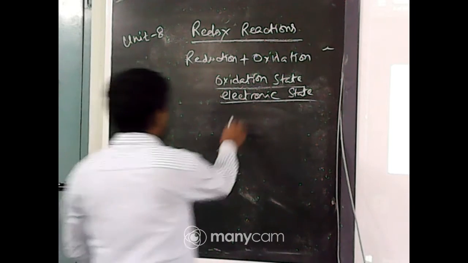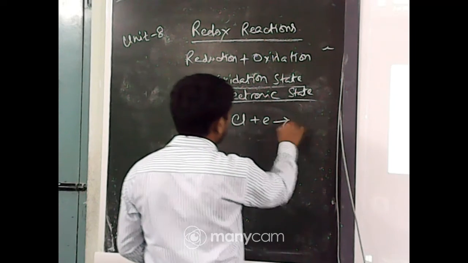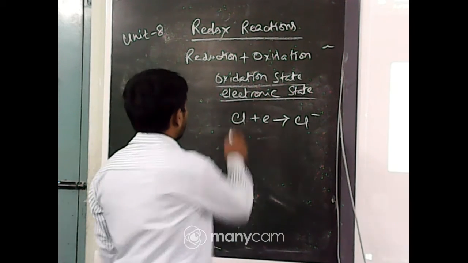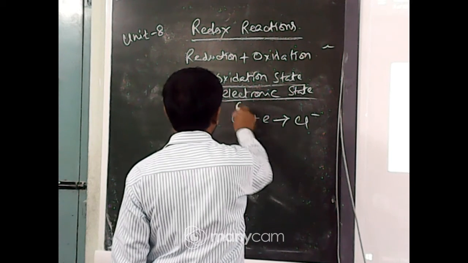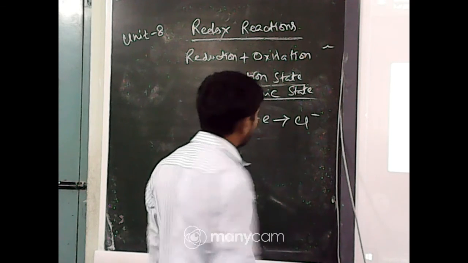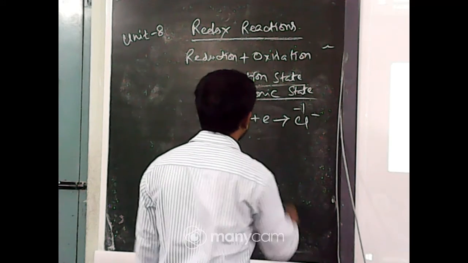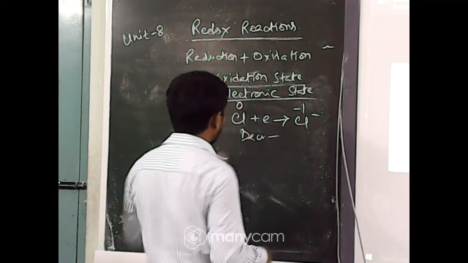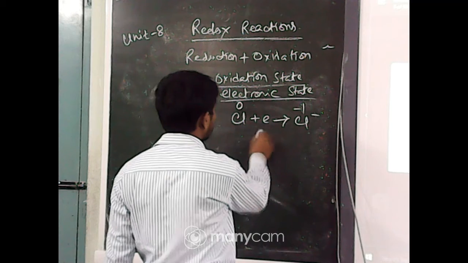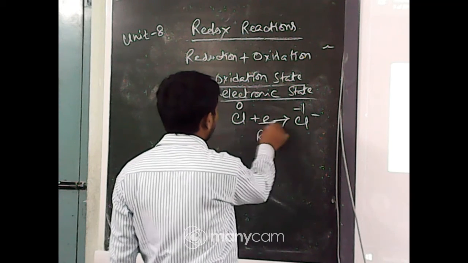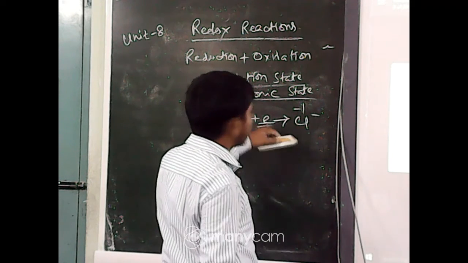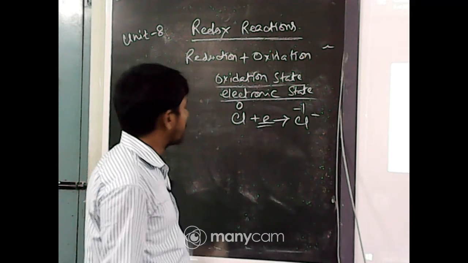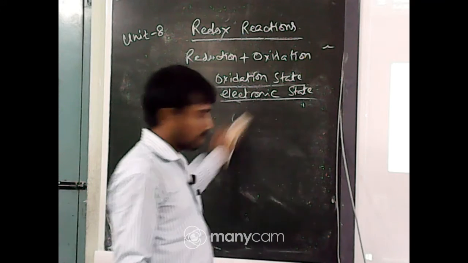Suppose Cl plus an electron forms Cl minus. What is the reaction? I told that the free state is 0 here. Here it is -1, so it is a decrease in oxidation state. So according to the concept, it is reduction, and in the same way it takes up the electron. So the process is a reduction process.